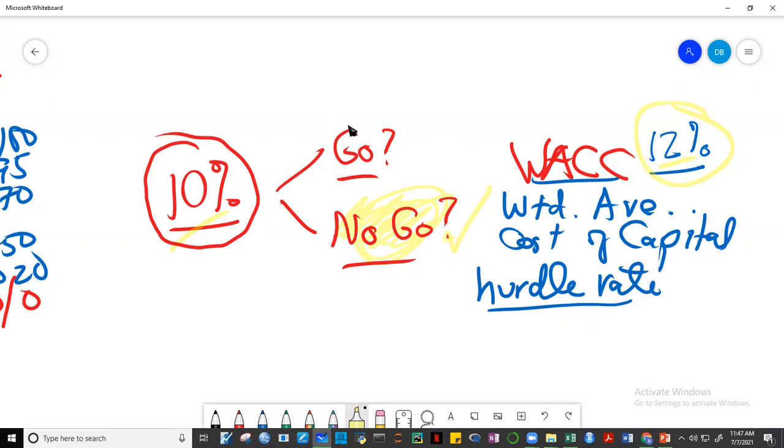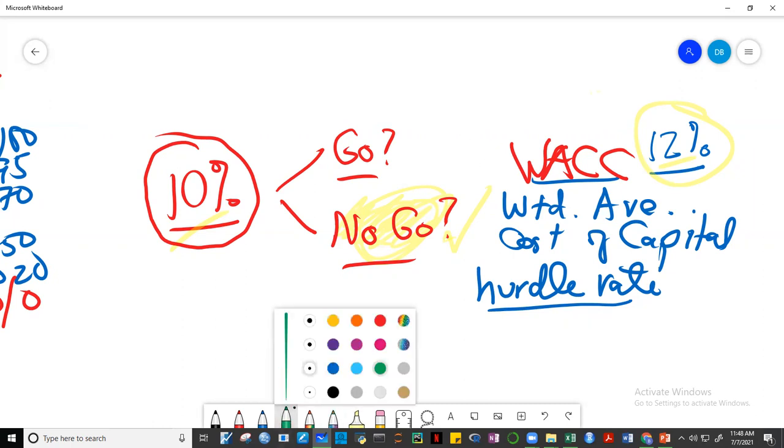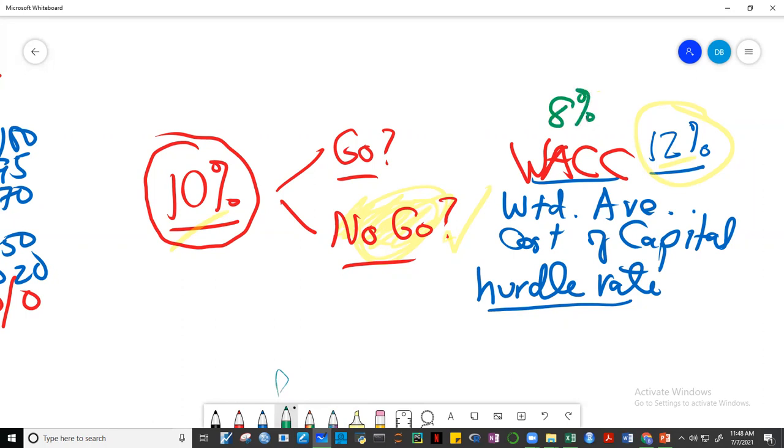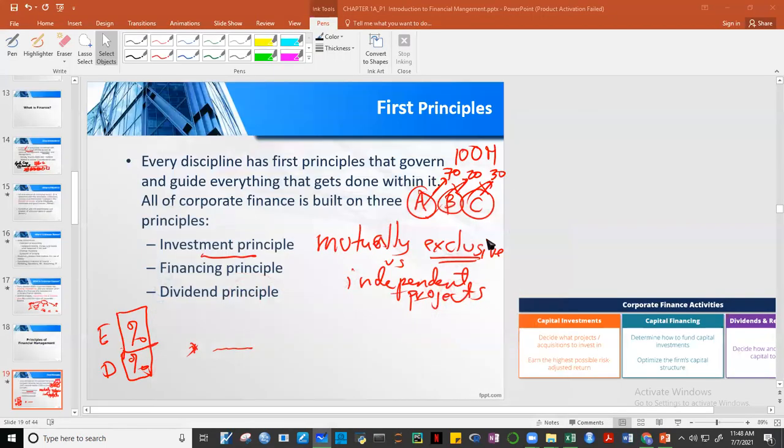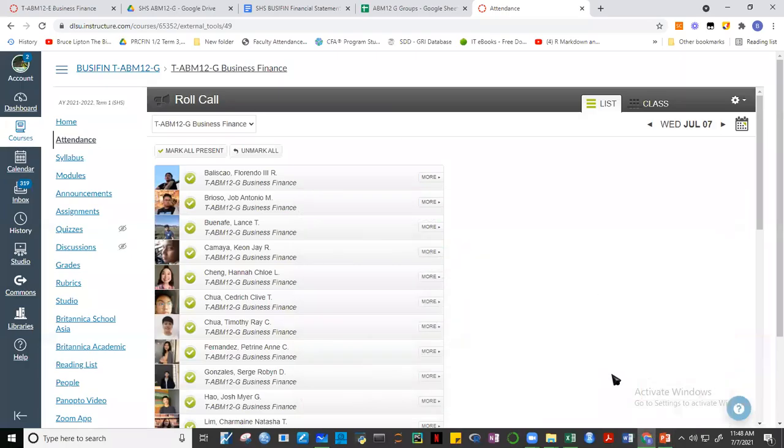If the WACC, on the other hand, was 8%, okay, so what would be the answer? Okay yung project, go yung project. Kasi yung return ng project, 10%, yung WACC, 8% lang. For as long as the return of the project, guys, is higher than your weighted average cost of capital, okay yung investment na yan. So, that's how we answer yung tinatawag natin na investment decision.